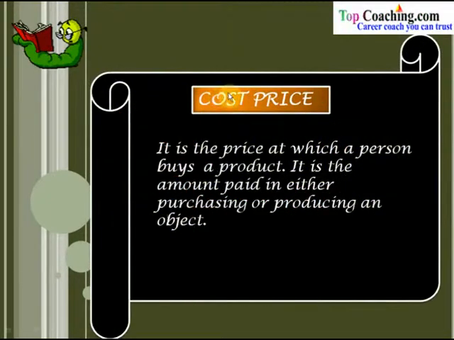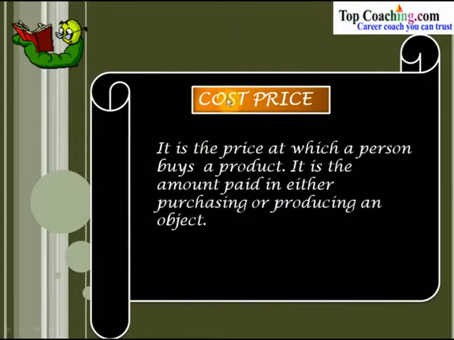Now, let's try to understand what is cost price. It is the price at which a person buys a product. It is the amount paid in either purchasing or producing an object. So, what is a cost price? Cost price is the price at which a person buys any product. It can also be the amount paid in either purchasing or producing an object. The cost of procurement of any object is known as the cost price.